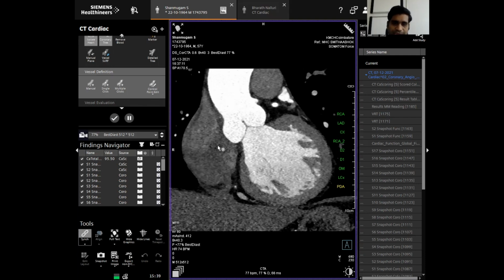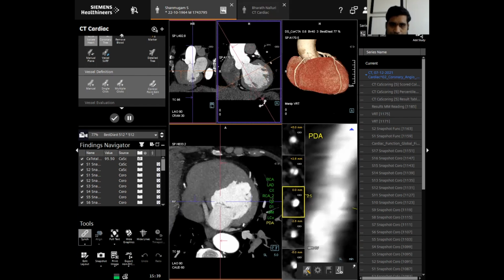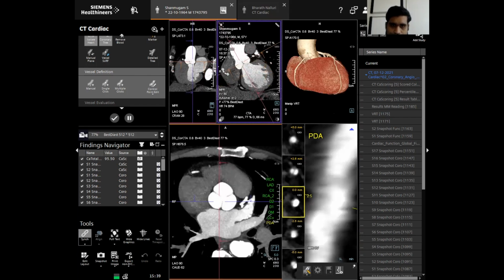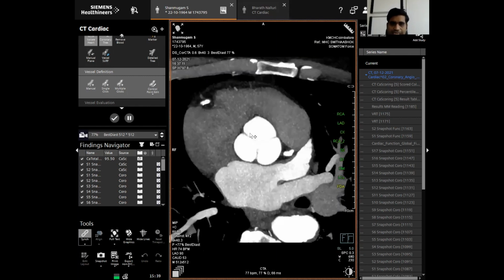Now, if you take exact cross-sectional cut at the level of aortic sinus, you will get image like this. Okay. So here you can see three cusps. This portion is called cusp. So you can see three cusps.